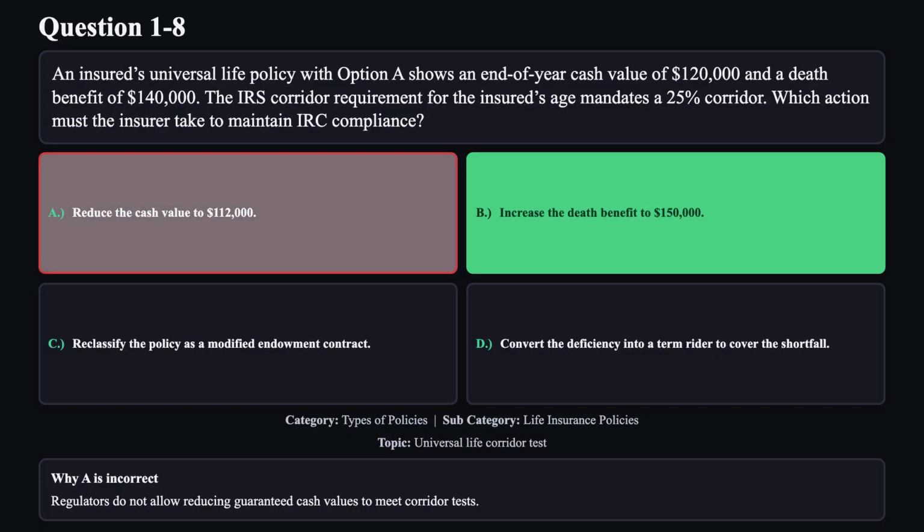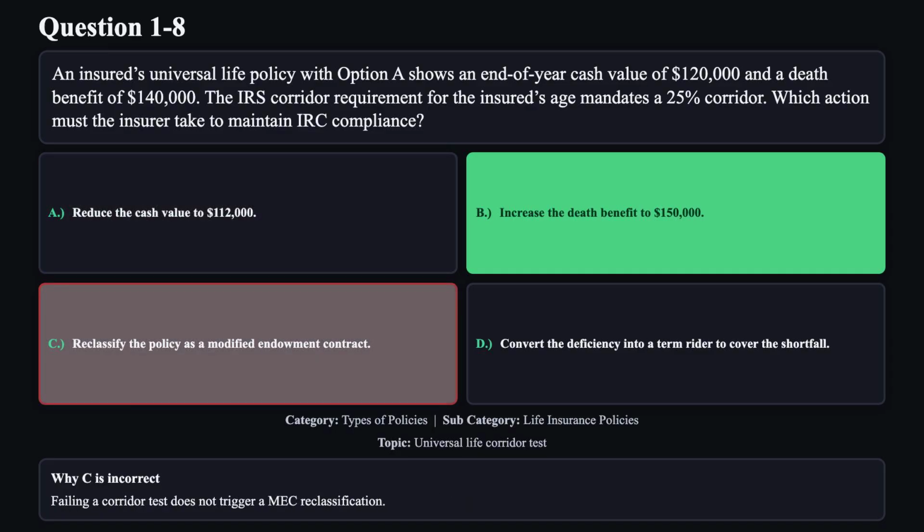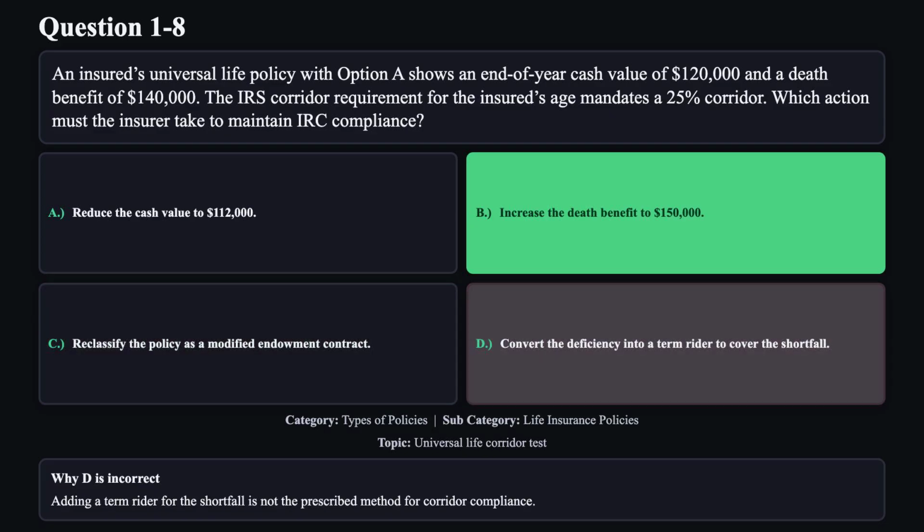Reason A is not correct. Regulators do not allow reducing guaranteed cash values to meet corridor tests. Reason C is not correct. Failing a corridor test does not trigger a MEC reclassification. Reason D is not correct. Adding a term rider for the shortfall is not the prescribed method for corridor compliance.